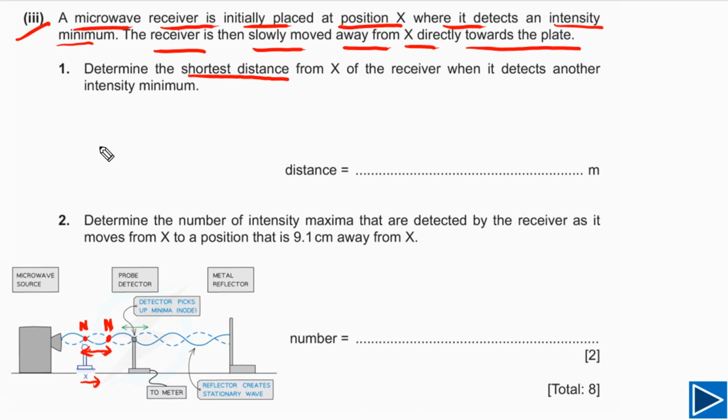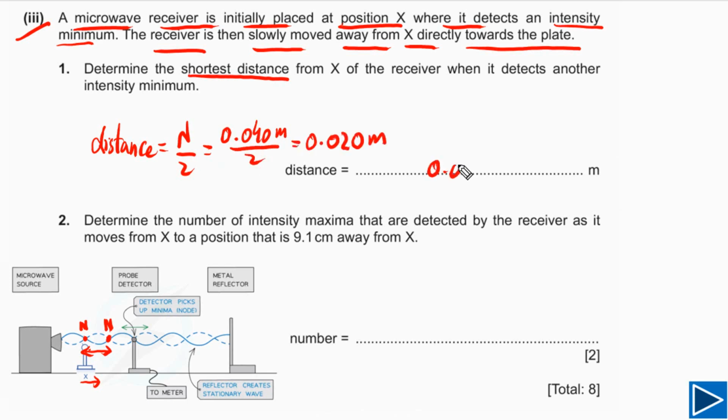The distance between two nodes is equal to lambda by 2. So simply we can say the distance is lambda by 2, and the value of lambda is equal to 0.040 meters. Simply we need to divide this by 2. So this is our final answer for this part.